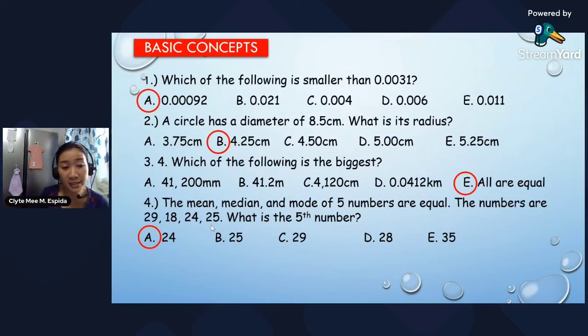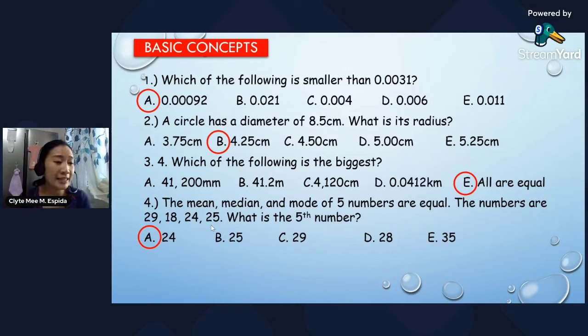That would be our new arrangement. So the mode is 24. Kasi dalawa na yung 24 natin. Ang median natin, pag i-arrange natin, 18, 24, 24, 25, 29, that is still 24. If we're going to add everything and divide it by 5, the result is also 24. So the correct answer is letter A. The mean, the median, and the mode, the 5 numbers are equal or the same.